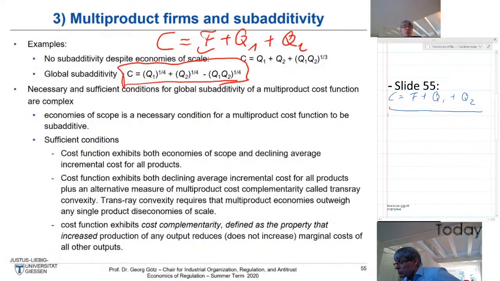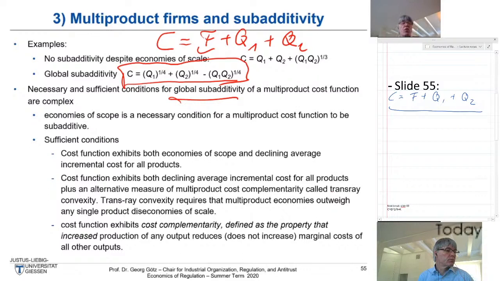Now the point is, first of all, you should be able to determine, if you get such a cost function, whether there are economies of scale and whether there are economies of scope. The next question then, of course, is under what circumstances we get global sub-additivity, meaning that we really should produce all these products where we have some economies of scope in a single company. Always only from a technical point of view: would production cost be lower if we produce in a single company? And this is rather complex.